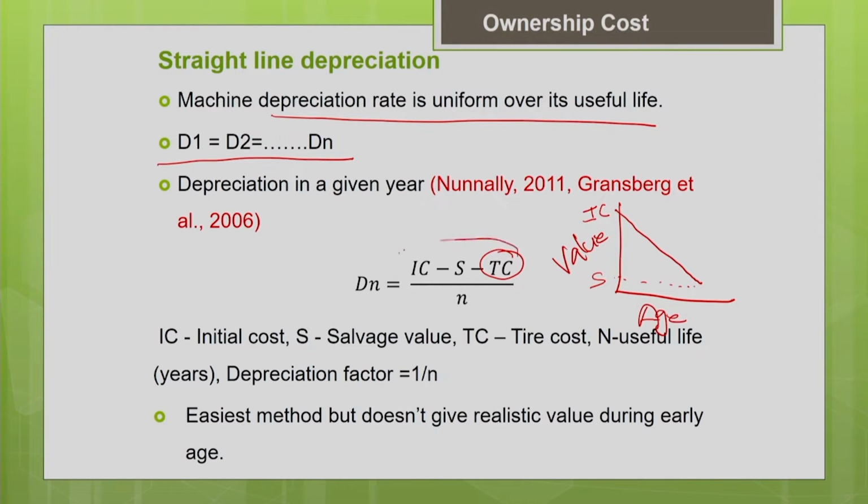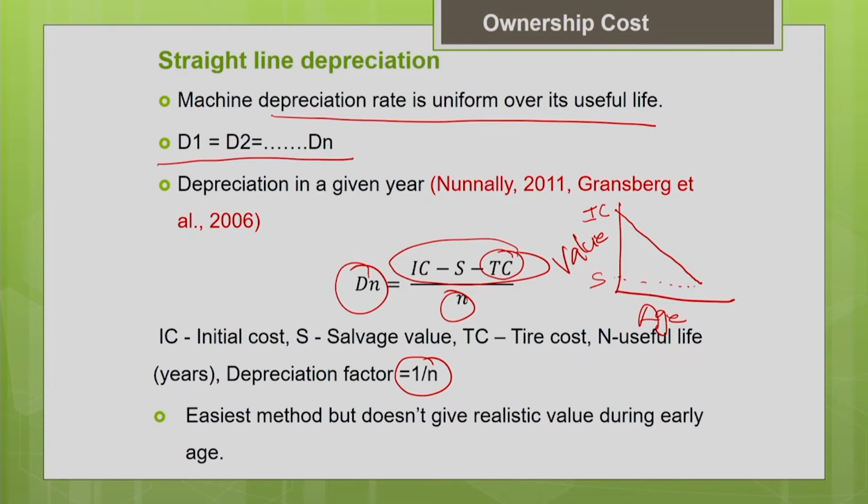So this will give you the total depreciation divided by the number of years in the useful life of the machine. That will give you the annual depreciation every year. So here the rate of depreciation is 1 by n. Depreciation factor is 1 by n.